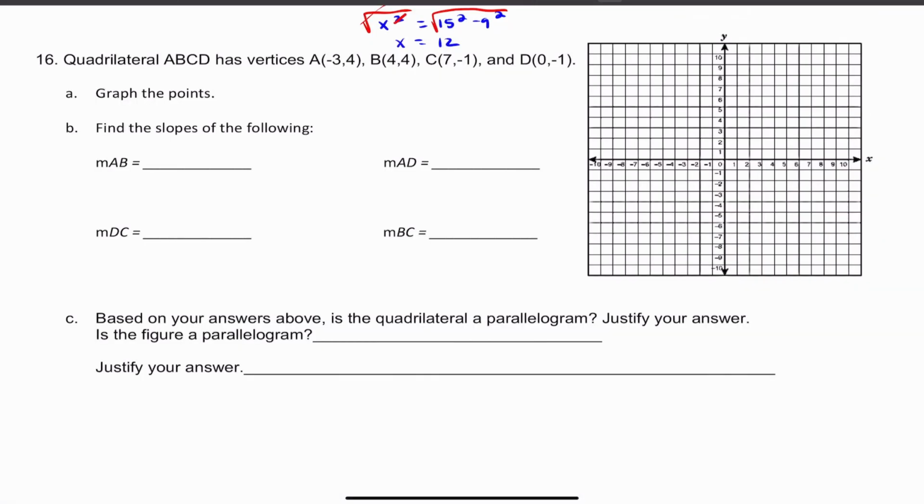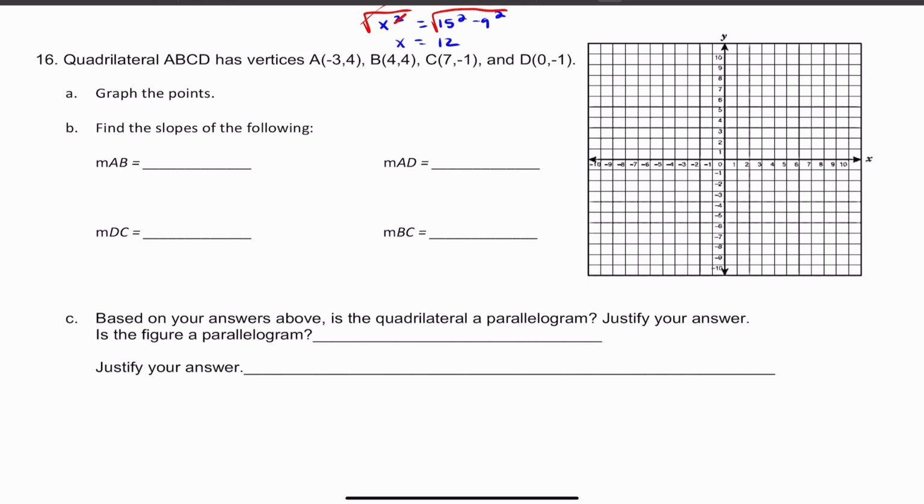Alright, I am back. I am going to look at number 16. Quadrilateral ABCD has vertices A, B, C, D. So those are my points. Sorry, I'm trying to pull up the key. I don't know where I put the key. Alright, here we go.